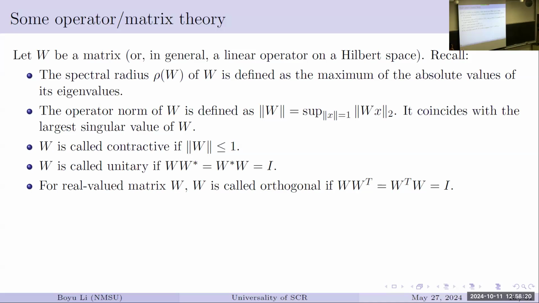We say a matrix is contractive, or an operator is contractive, if its norm is less than or equal to 1. I know that when we talk about contractions in real analysis, usually we require strictly less than 1. But we take less than or equal to 1 for now. Okay, there's a reason for that.